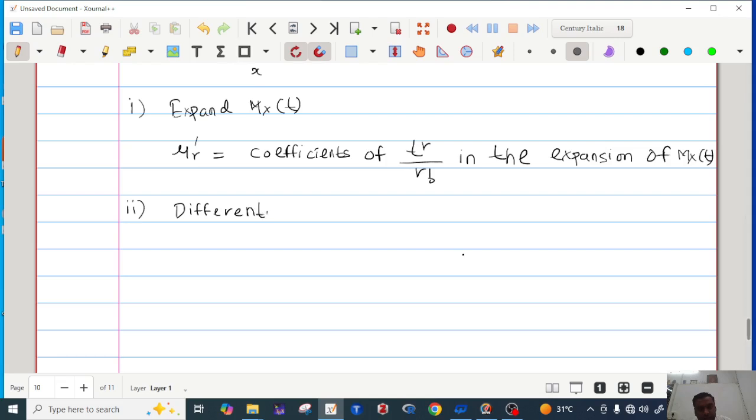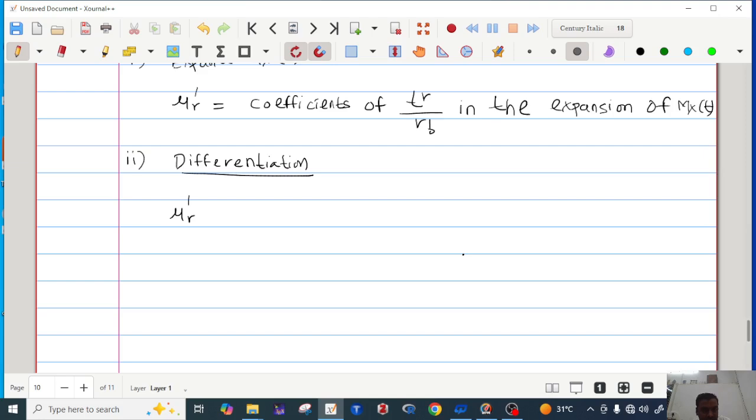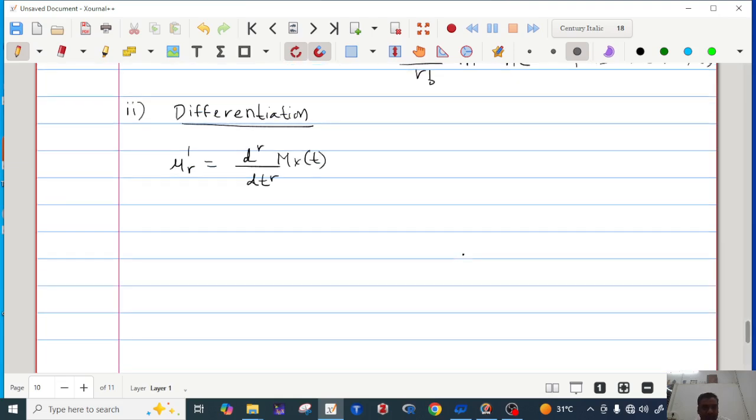Another way is differentiation. So mu r dash is nothing but the coefficient of t raised to r upon r factorial in the expansion. If you want mu 1 dash, differentiate M_X(t) once, and whatever derivative you get, put the value of t equal to 0. That answer will be your mu 1 dash.